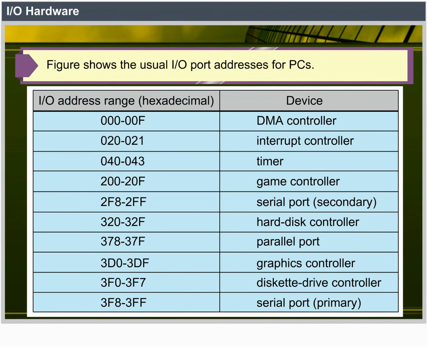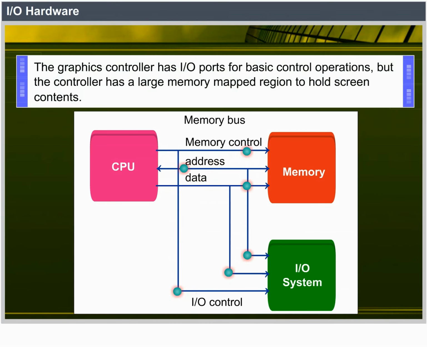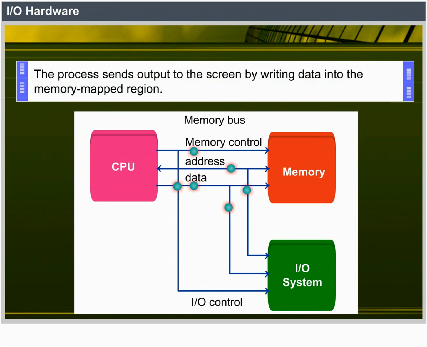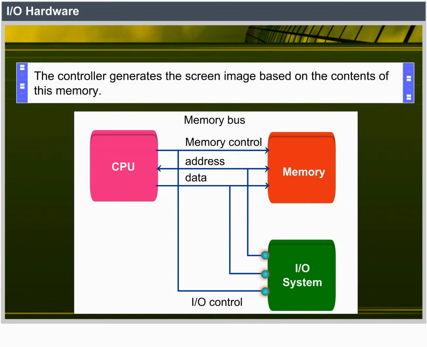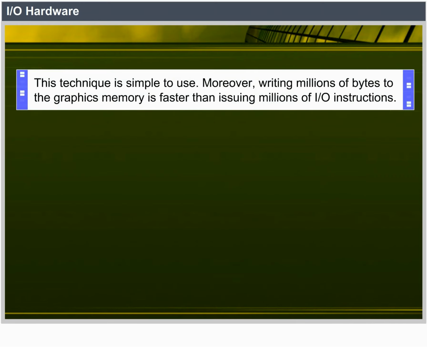The graphics controller has input-output ports for basic control operations, but the controller has a large memory-mapped region to hold screen contents. The process sends output to the screen by writing data into the memory-mapped region. The controller generates the screen image based on the contents of this memory. This technique is simple to use. Moreover, writing millions of bytes to the graphics memory is faster than using millions of input-output instructions.